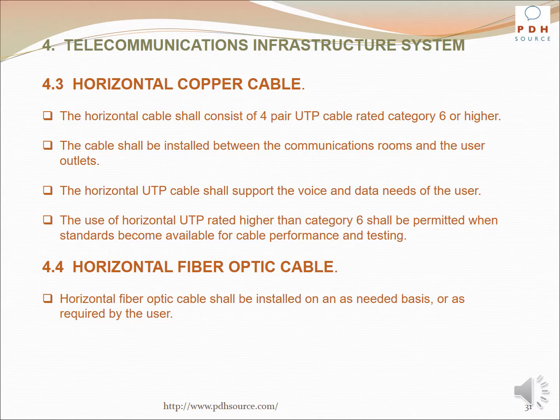The horizontal cable shall consist of 4-pair UTP cable rated Category 6 or higher. The cable shall be installed between the communication rooms and the user outlets. The horizontal UTP cable shall support the voice and data needs of the user. The use of horizontal UTP rated higher than Category 6 shall be permitted when standards become available for cable performance and testing. Horizontal fiber optic cable shall be installed on an as-needed basis or as required by the user.